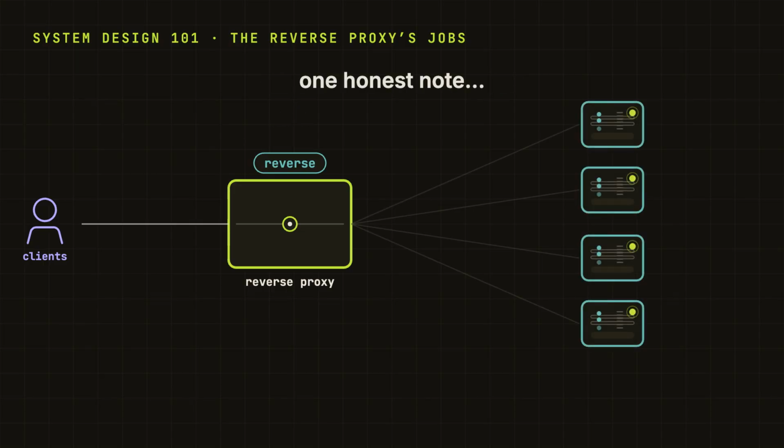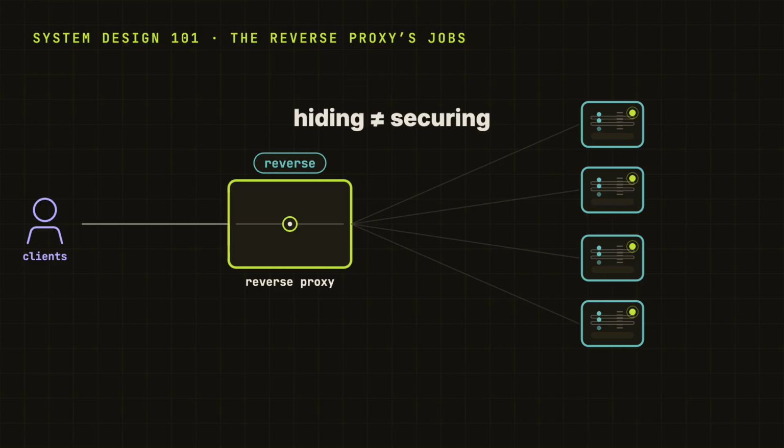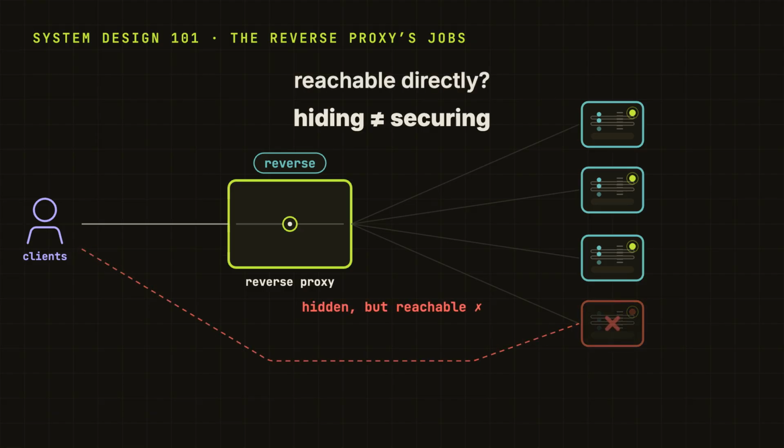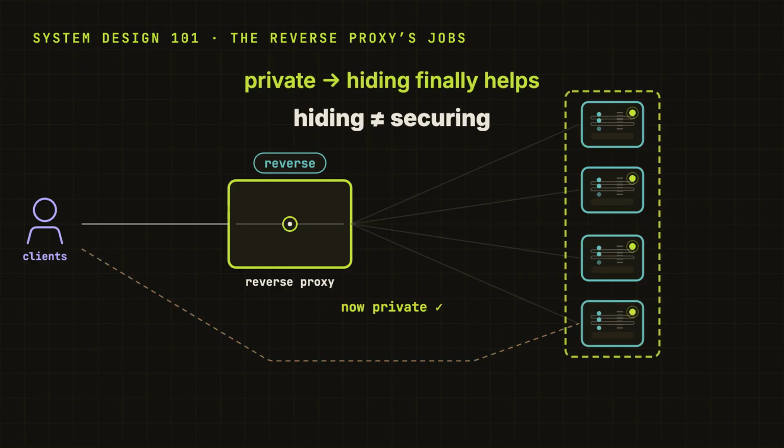One honest note on the last one, because almost everyone gets it wrong. Hiding is not the same as securing. Hiding the servers only actually protects them if they are already locked down and private. If a user can still reach a server directly, then a proxy sitting in front of it hides the address but protects nothing. It is just tidying up the front. So hiding, yes; security only if the servers are genuinely private.